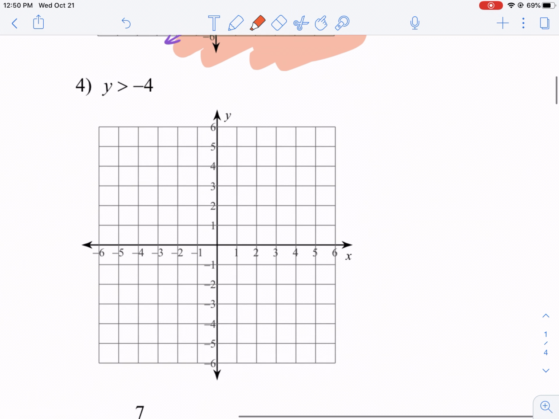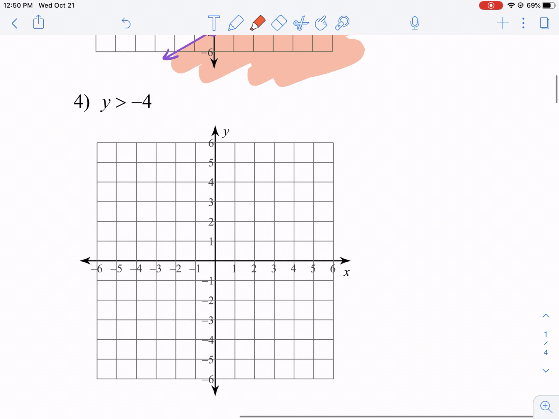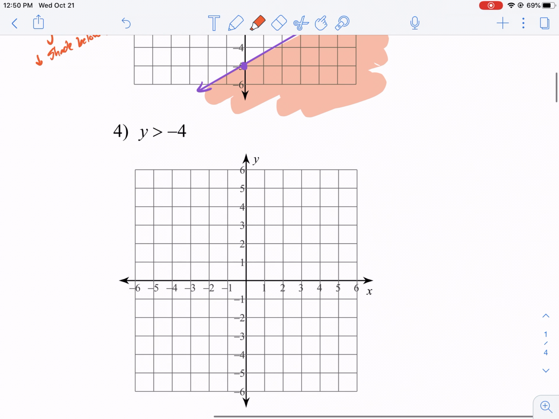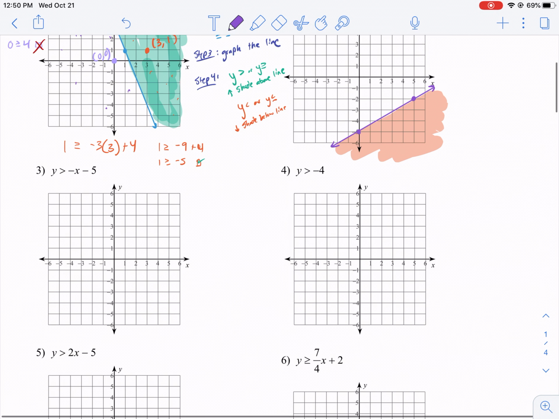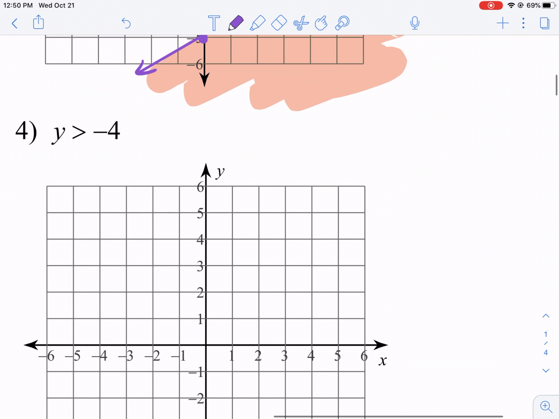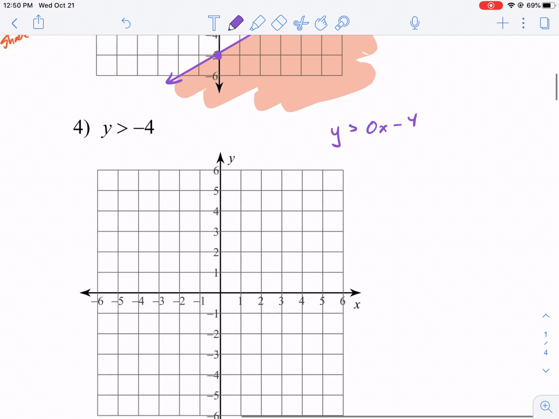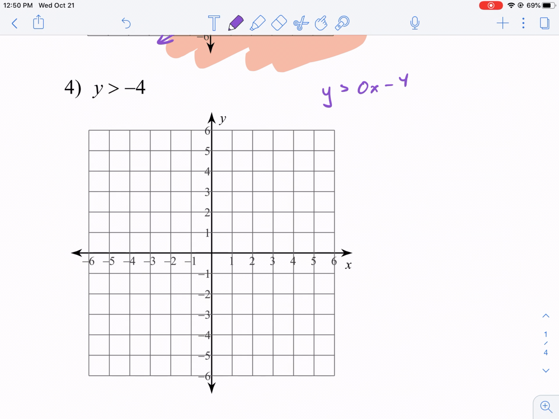You should recognize this one. This one is a great one, because a couple things. One, it doesn't look like it has a slope. It does have a slope. The slope is 0. So we could rewrite this in this form if you wanted. But if you already know how to graph this one, I'll show you how that works.